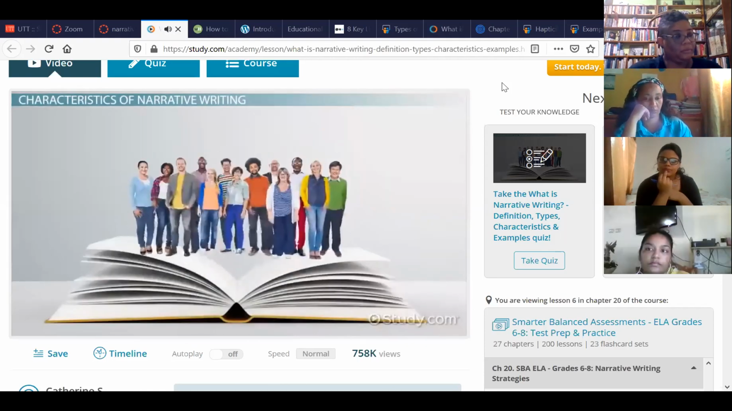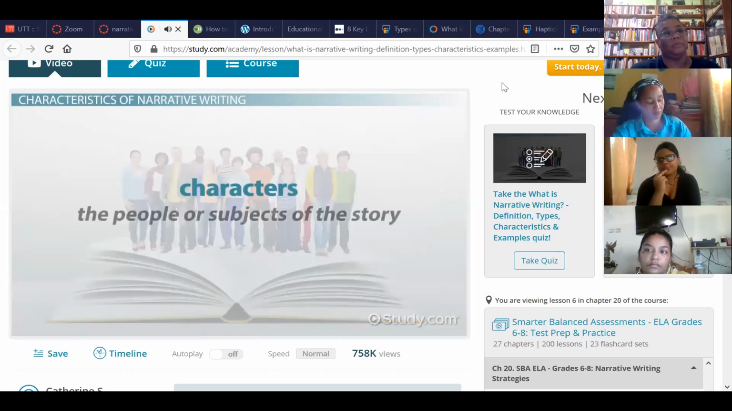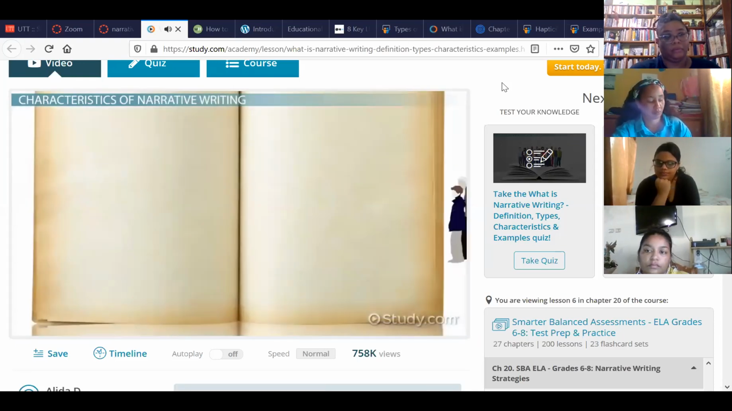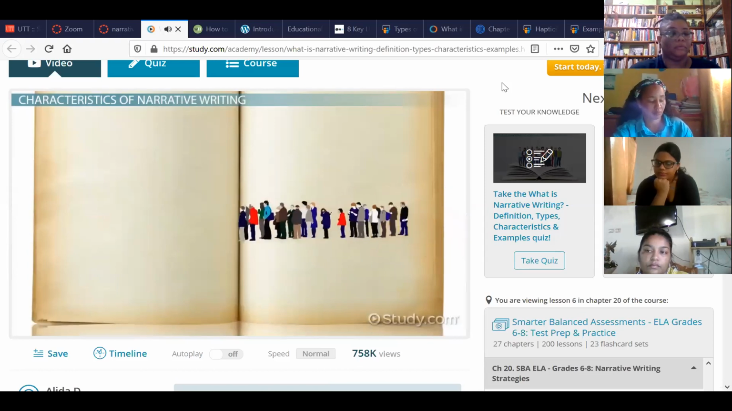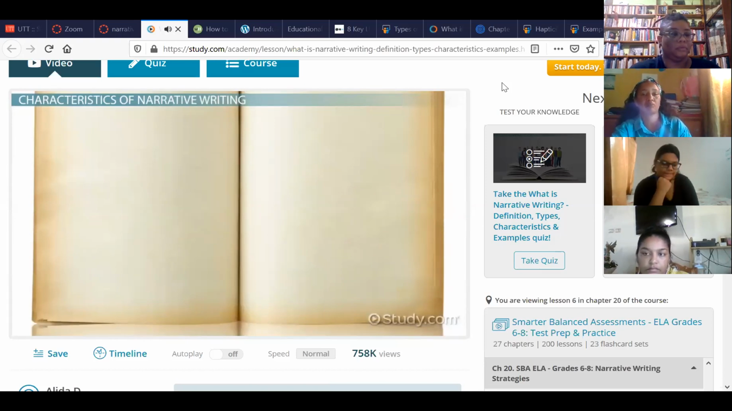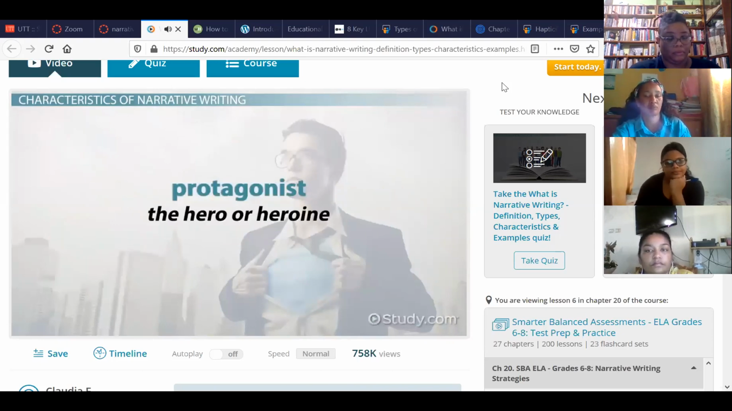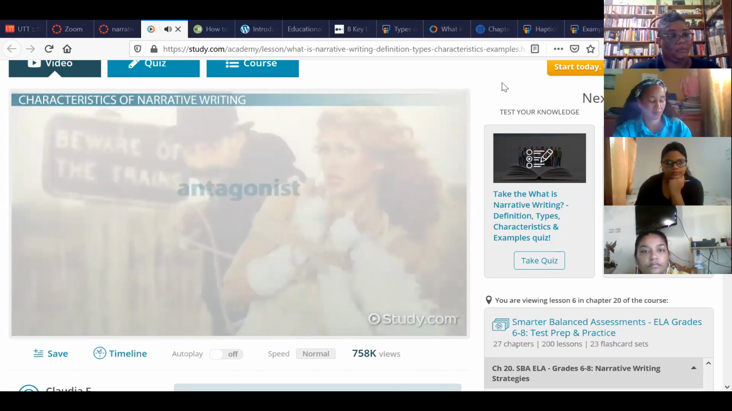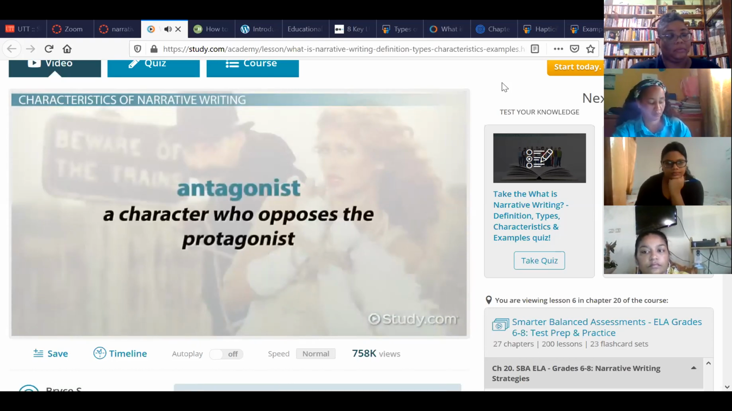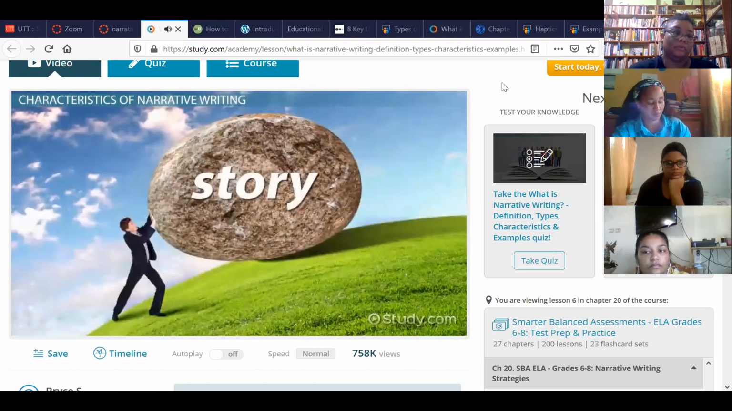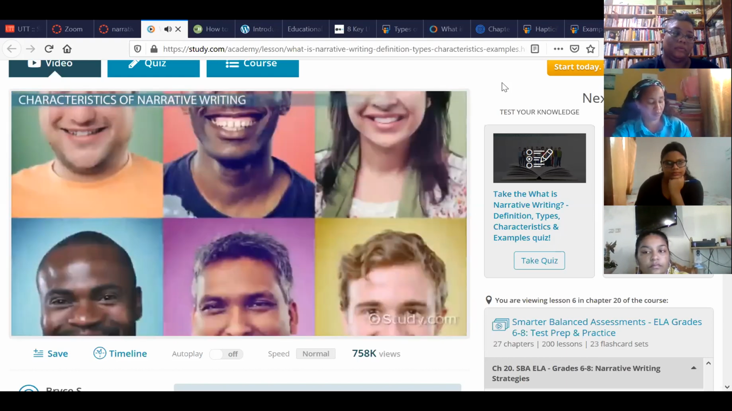All stories must have characters, also known as the people or subjects of the story. Usually, there are also specific types of characters needed in order to create a developed story. For example, each story will often have a protagonist, which is the hero or heroine. This is a central character of the story. Often there is also an antagonist, which is a character who opposes the protagonist. Overall, each story needs characters to push forward or react to the events in the plot.